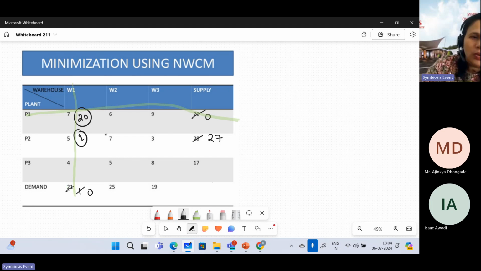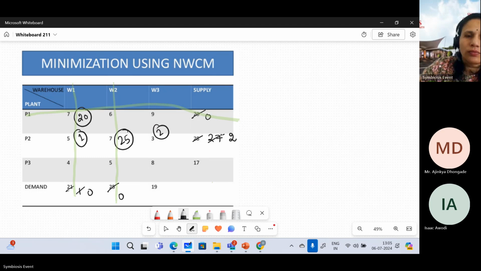Next is this 7, 27 and 25. 25. So this becomes 0 and this 27 left with 2. Done. Whatever becomes 0, eliminate it. Now I have 3 and 8, but I know northwest we are following. So at 3, the options are 2 and 19. So make 2. And this 19, from the 19, 2 already made. So 17. So this 18th question is going to be with 17.